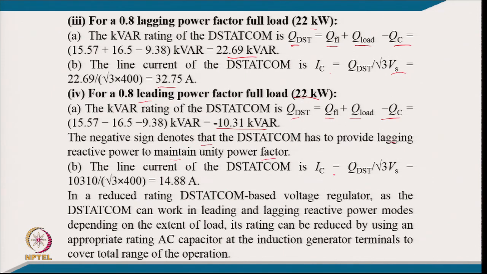So the line current of the D-STATCOM will be IC equal to QST divided by root 3 Vs. It comes to 14.88 amperes. In a reduced rating D-STATCOM based voltage regulator, as a D-STATCOM can work in leading or lagging reactive power modes depending upon the extent of load, its rating can be reduced by using an appropriate rating of AC capacitor at the induction generator to cover the total range of the operation.